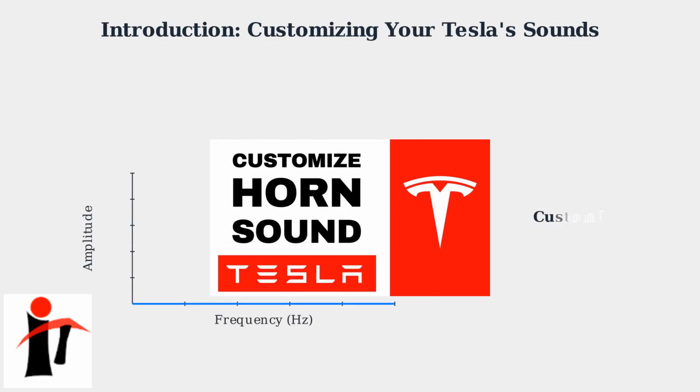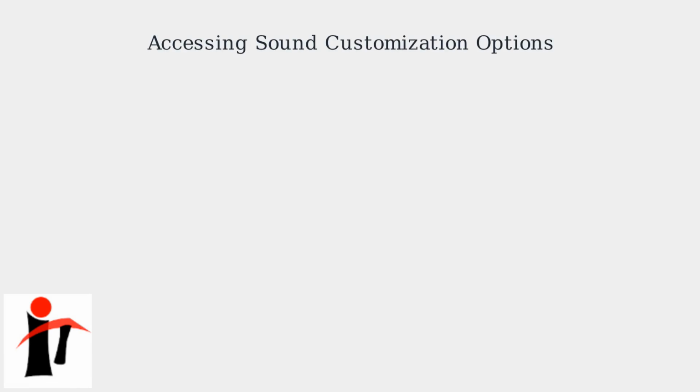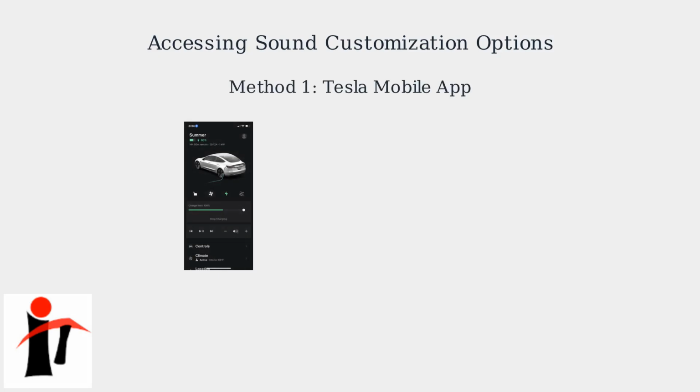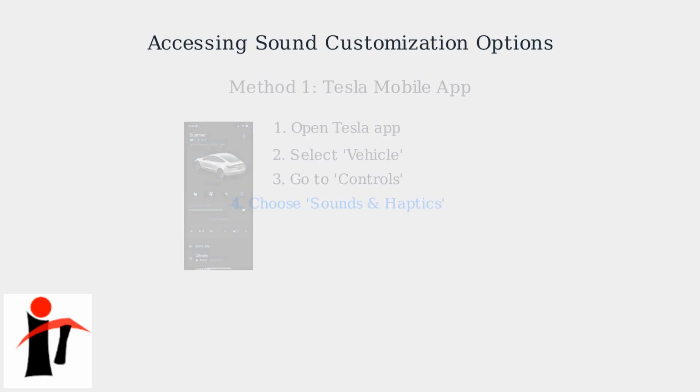For custom sounds, requirements include files up to 5 seconds and under 1 megabyte. There are two primary ways to access sound customization in your Tesla: through the mobile app and directly on your vehicle's touchscreen. First, using the Tesla mobile app. Open the app and you'll see your vehicle's status, including charging information. Navigate to Vehicle, then Controls, and finally Sounds and Haptics to access the customization menu.